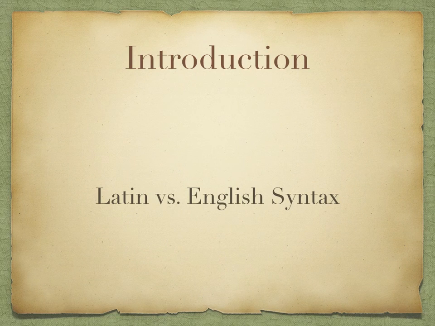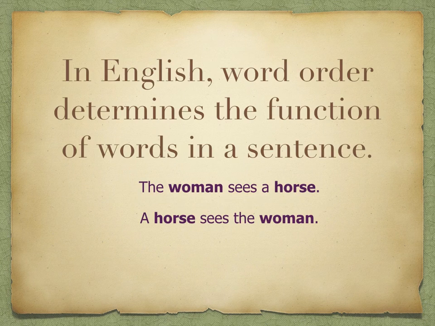This presentation is an introduction to Latin and English syntax. In English, word order determines the function of words in a sentence. In these two sentences, the woman sees a horse and a horse sees the woman. In both sentences, we have the same 5 words in each sentence, and yet the sentences have different meanings.